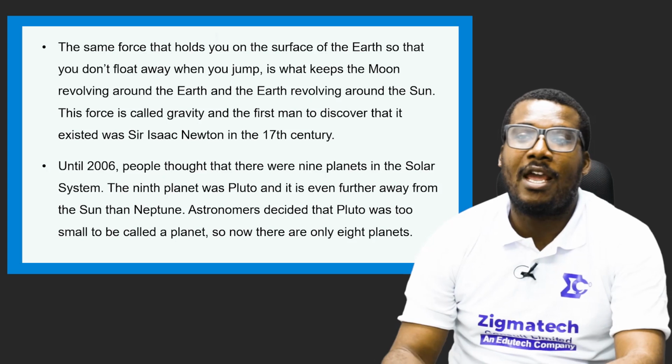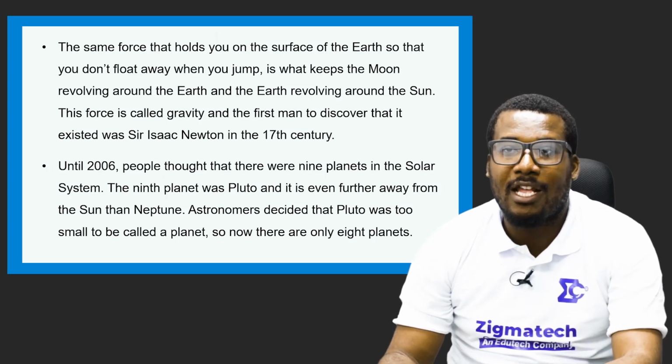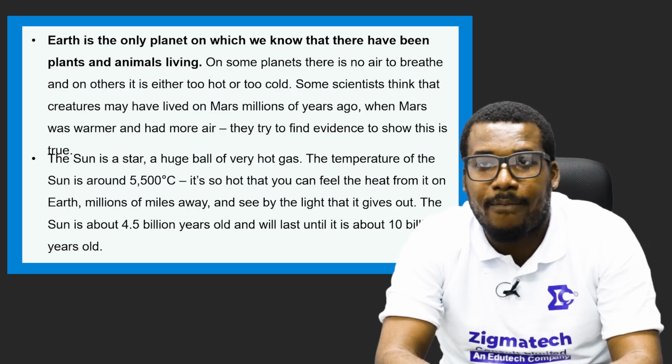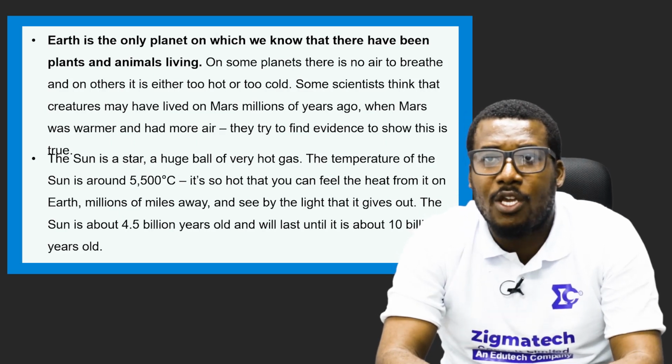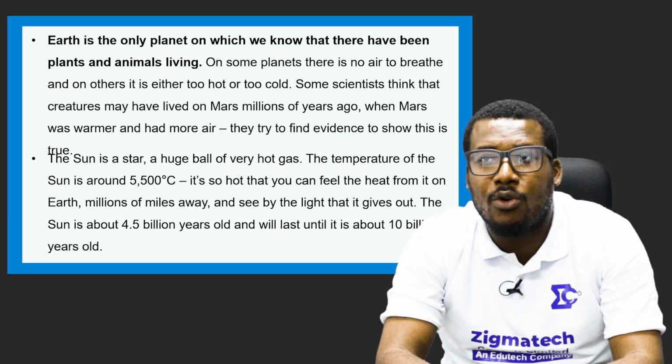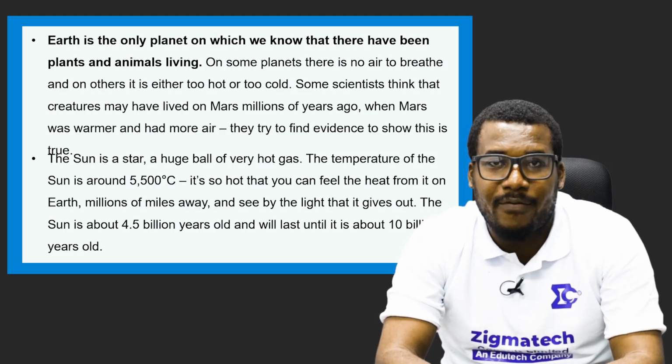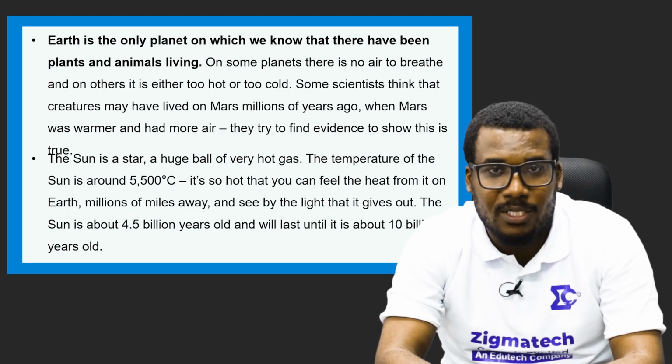So now there are only 8 planets in our solar system. Pluto is now a dwarf planet. Earth is the only planet on which we know that there have been plants and animals living. It's the only planet that supports life.